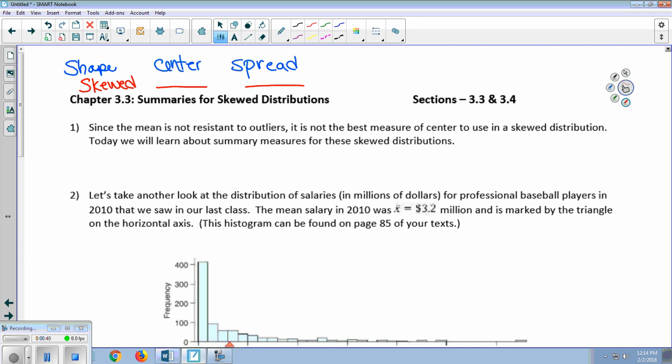We've already talked about in the previous section what measures of spread and center are good for a symmetric distribution. So we had seen the mean and the standard deviation. Starting the notes here, since the mean is not resistant to outliers, it's not the best measure of center to use in a skewed distribution. We saw that the mean gets pulled in the direction of the tail or towards an outlier.